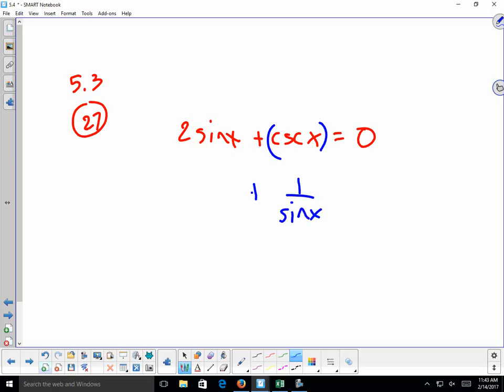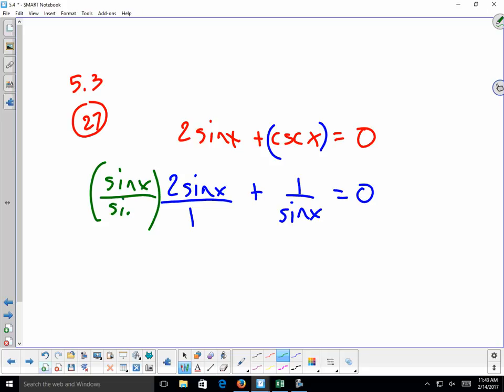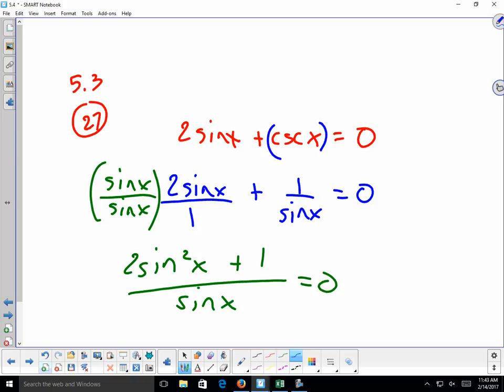Well, I did that, and then I created a common denominator with sine. So this is really over 1, but you multiply by sine over sine, right? Yeah. So did you get 2 sine squared x plus 1 all over sine x equals 0? Okay, I mean, I think that we can multiply both sides by sine x. Oh, I didn't do that.